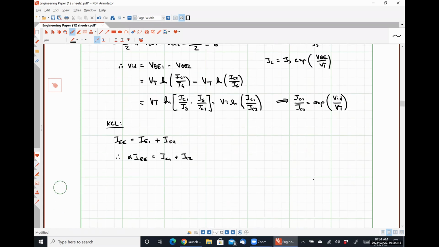And so what this lets me do is say that alpha IEE is equal to IC2 times 1 plus IC1 over IC2, or IC2 multiplied by 1 plus EXP VID over VT.